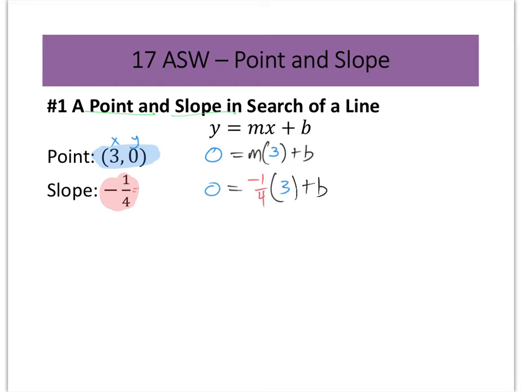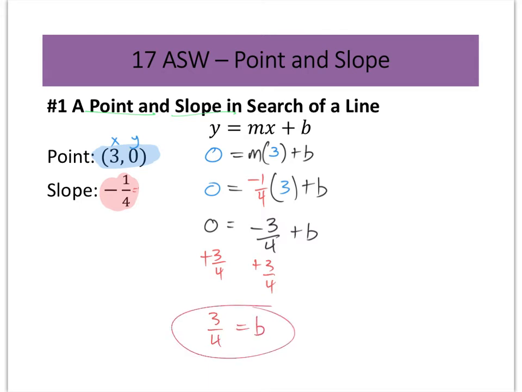Well, if we look at this, we're going to have to remember a little bit of our multiplication facts with fractions, that 3 times 1/4 is really like a fourth of 3. So we get 0 equals negative 3/4 plus b. And to simplify this, we'd have to add 3/4 to both sides. So let's add 3/4 to both sides. So I see that 3/4 equals b.